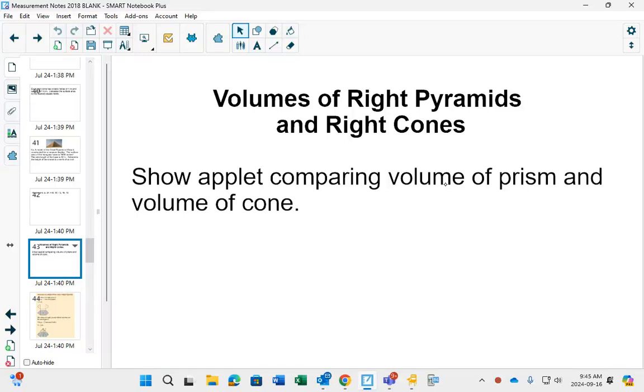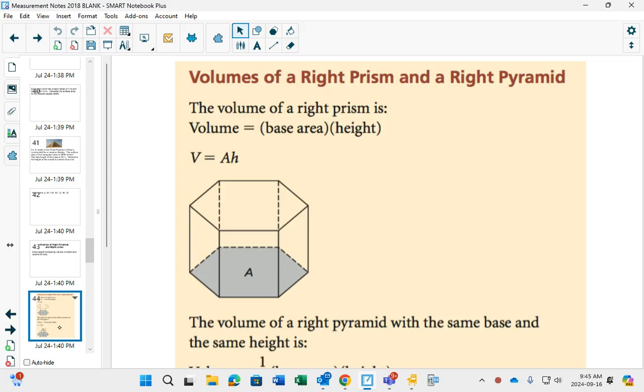We're going to find out that this is true whether you use a cone or any pyramid with the same base. The volume of any prism is the area of the base times the height. And a good visual of this is your textbook.